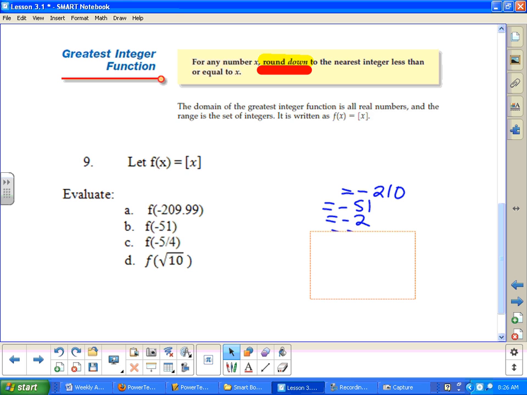And square root of 10. Okay, the square root of 10 is bigger than 3 but less than 4, right? Okay, so if I round down, I'm rounding down to 3.